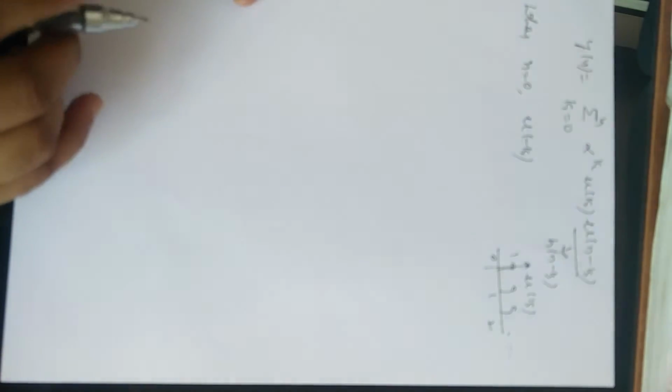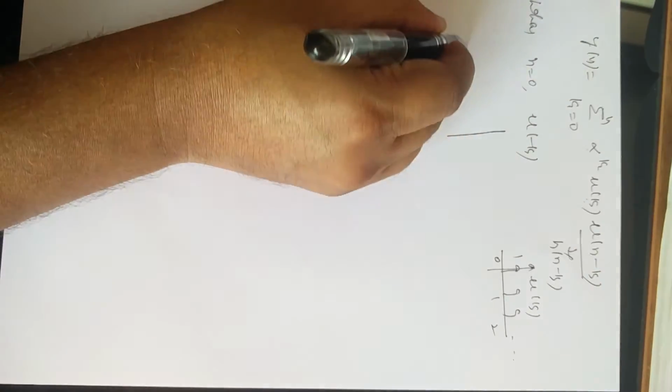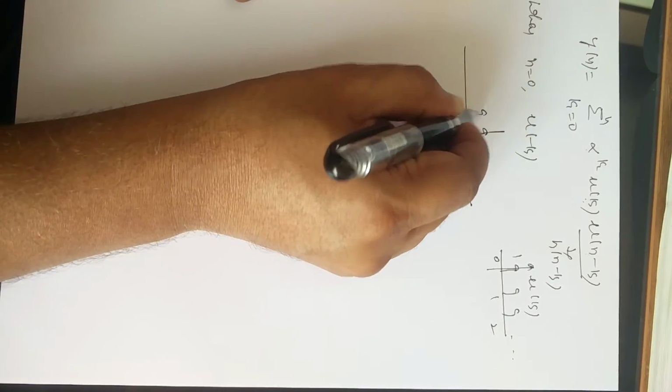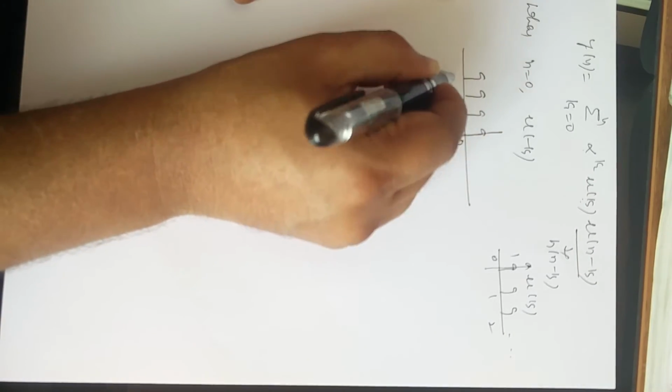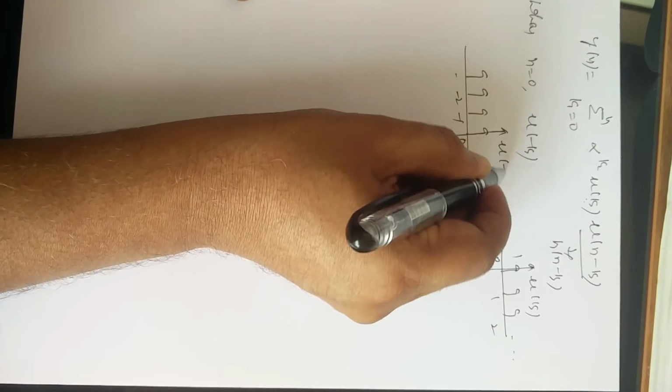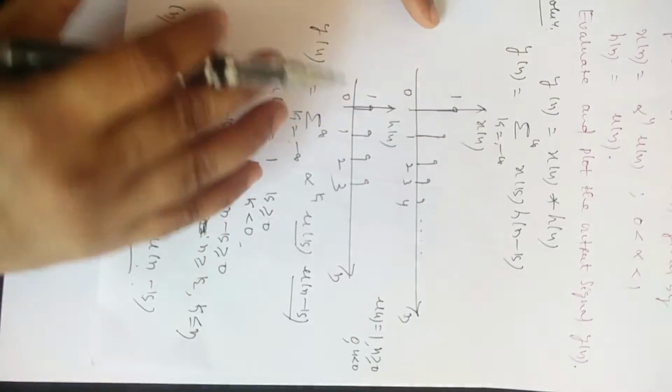The definition of u of k says u of k is equal to 1 when k is greater than or equal to 0. What is u of minus k? It is the reflected signal, at 0, minus 1, minus 2. This is u of minus k. The first signal, the fixed signal, exists from 0 to plus infinity. This is a decaying exponential signal.